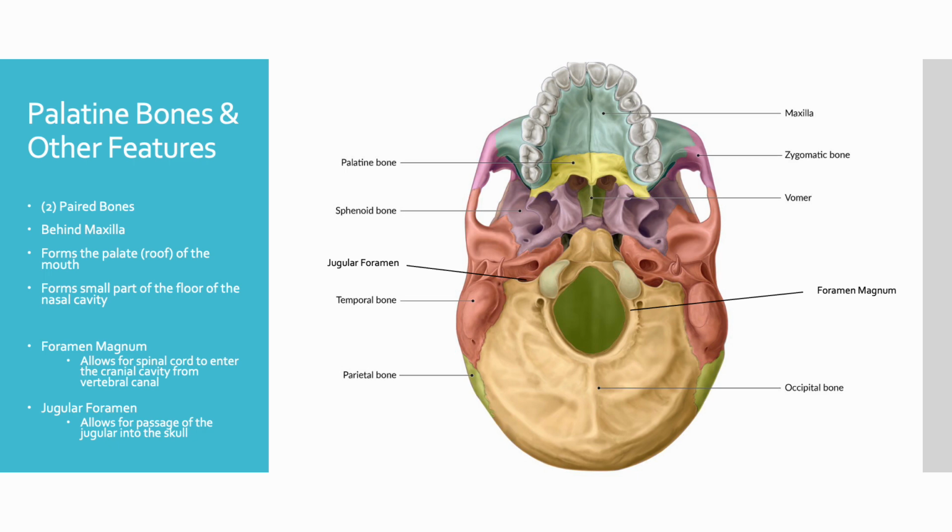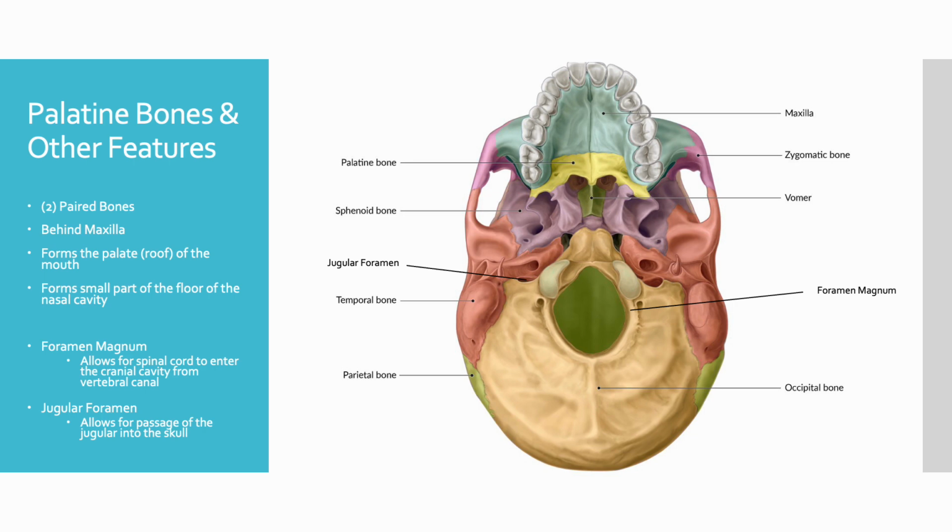And then we have the foramen magnum. Now remember, a foramen is a large opening or a hole in a bone to allow for either vessels or nerves to pass through. In this situation, we have the foramen magnum, which is this big hole right in the center of your skull. This allows for your spinal cord to go into the skull and attach to your brain.